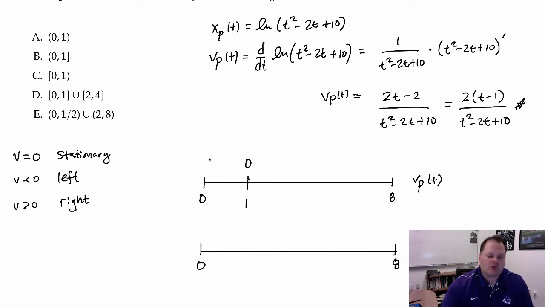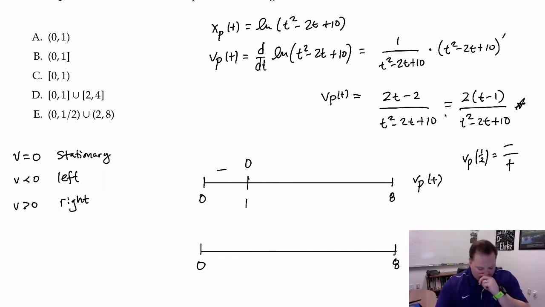If we check to the left of 1, all I'm really doing is testing a value between 0 and 1. So if I took, say, 1/2 and plugged it in, what would I get? Now you don't have to write all this down, you can do it in your head, but I'm testing the velocity at 1/2. If I plug 1/2 into the top, I get a negative. If I plug 1/2 into the bottom, I get a positive. So negative divided by a positive would be a negative. So we know that we are moving to the left between 0 and 1.